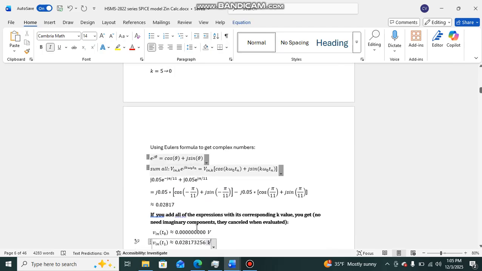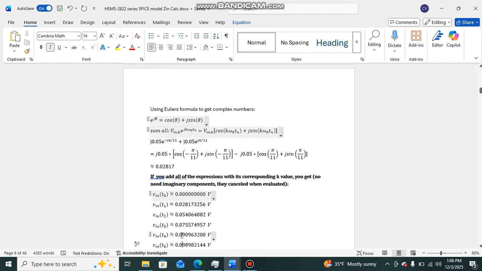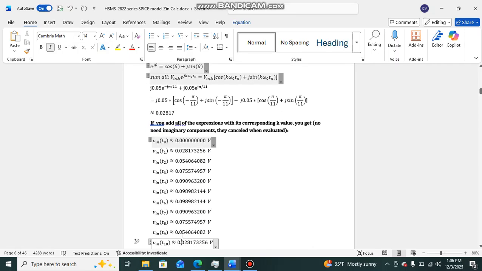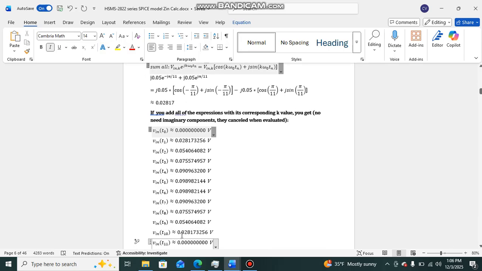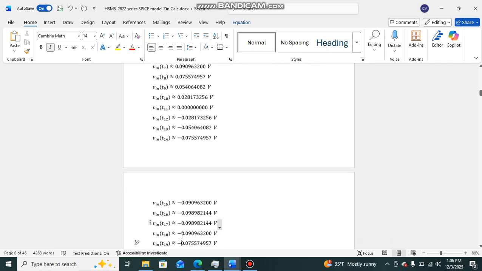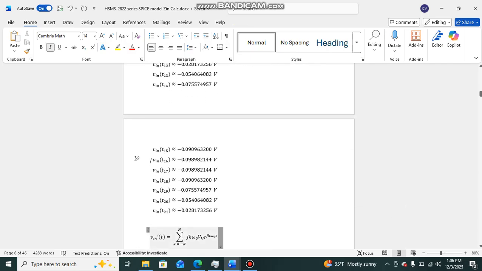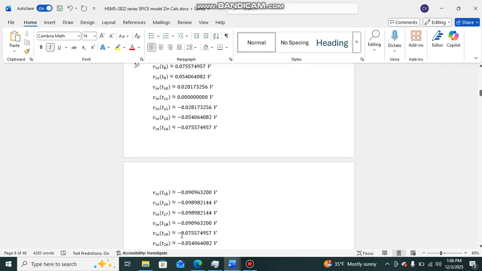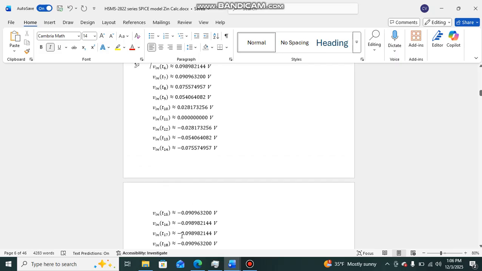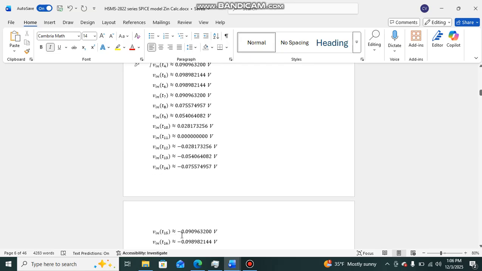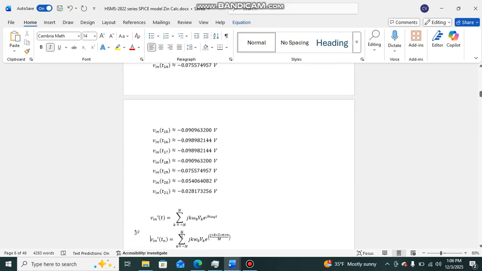So at n is equal to 1, we get 0.02817. If you add all the expressions with their corresponding k value, you get all these values. So we do this for each n, from 0 to 21. It's a lot of tedious math, so I used ChatGPT to give me all these values here.